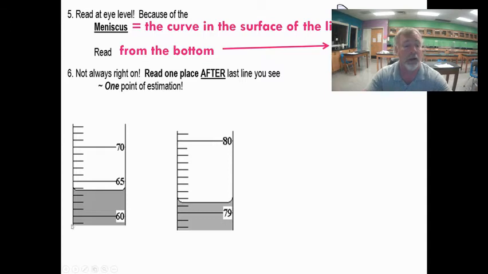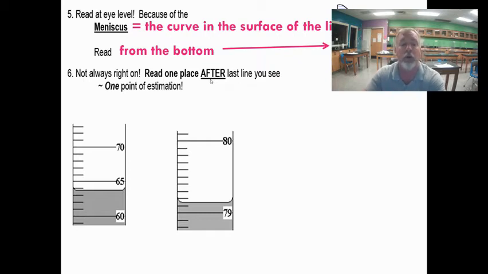More often than not, it's going to be like you see in these two pictures here, where the bottom of the meniscus is between 2 of our tick marks, 2 of our increments here. Right? So this is what I mean. It's not always right on. You need to read one place after that last line that you see. In other words, we're going to estimate that last line.